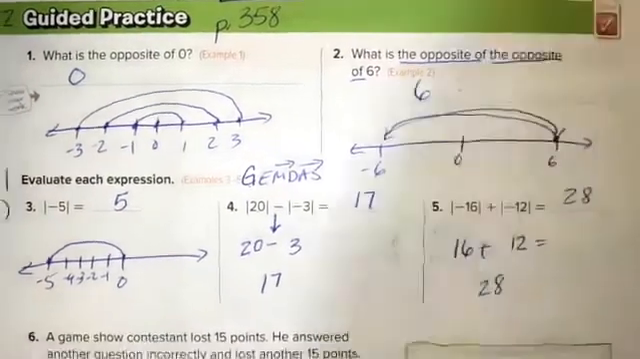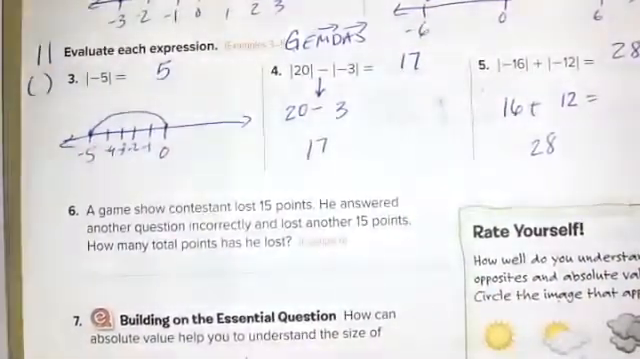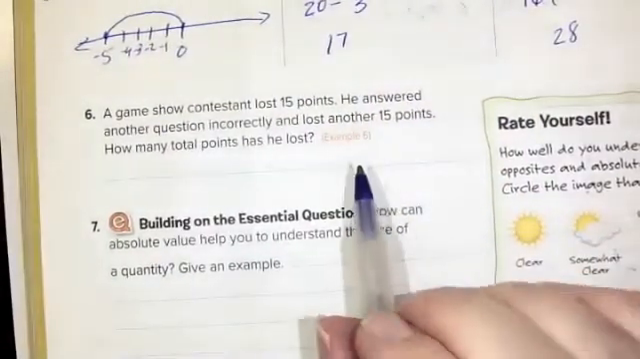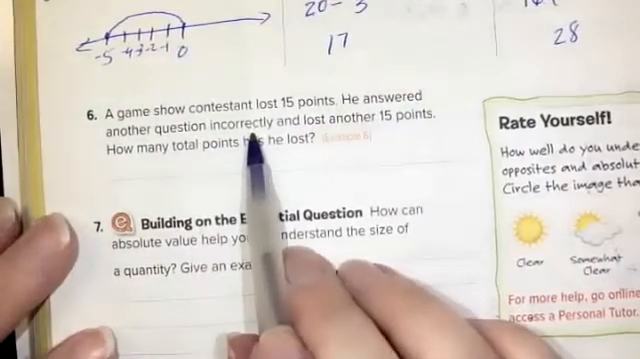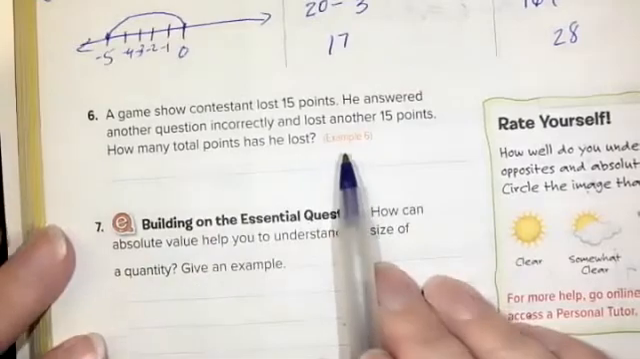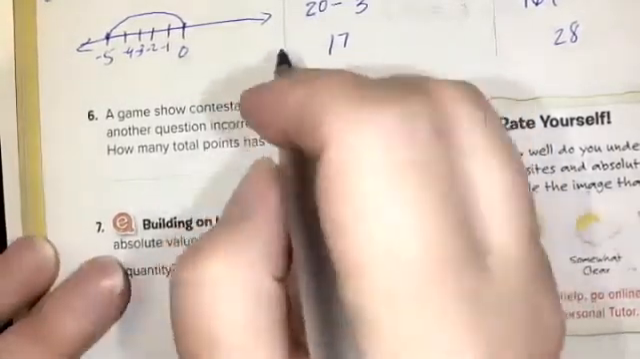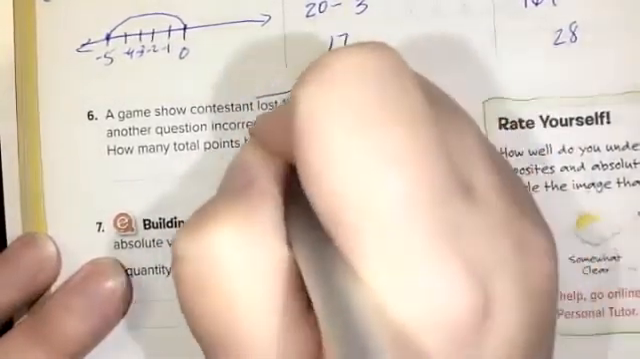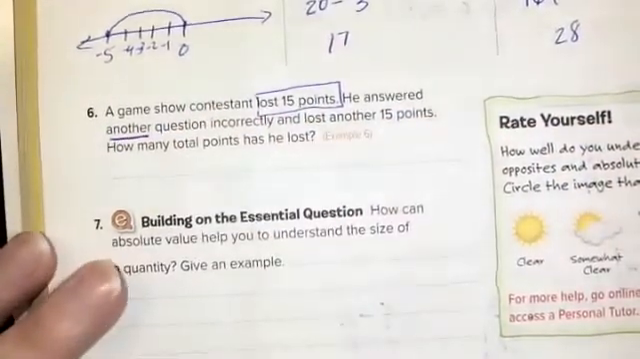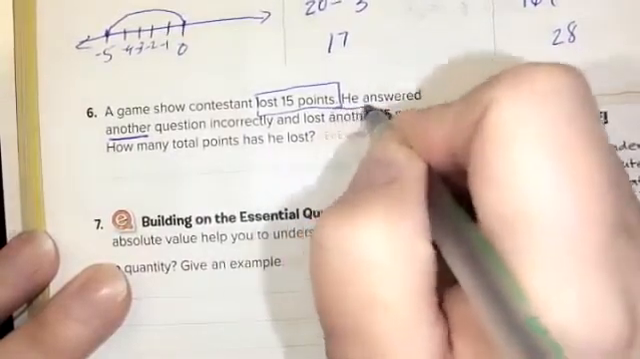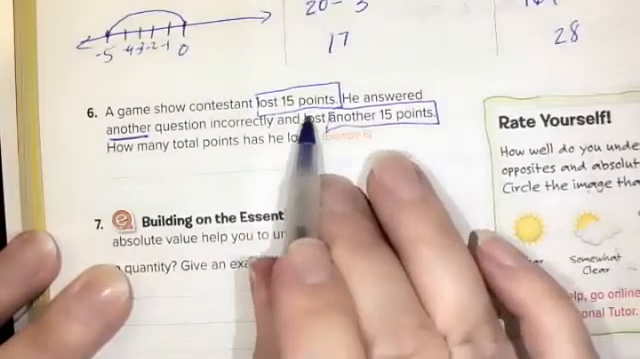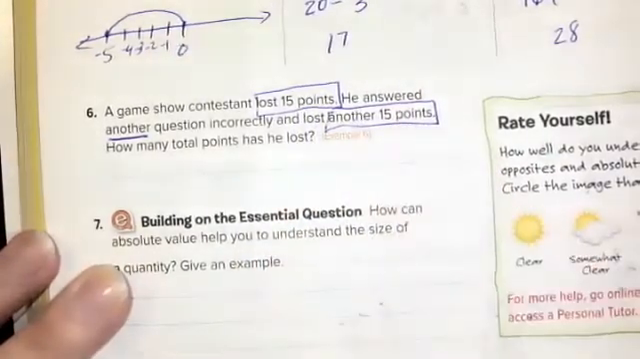Number 6. A game show contestant lost 15 points. He answered another question incorrectly and lost another 15 points. How many total points has he lost? Okay, so he lost 15 points and another, so this is a clue that we're having addition here. He lost another 15 points. How many points has he lost in total? We lost 15 originally and then lost 15 more.